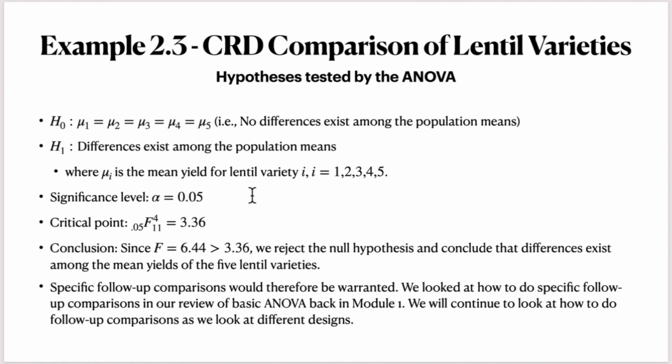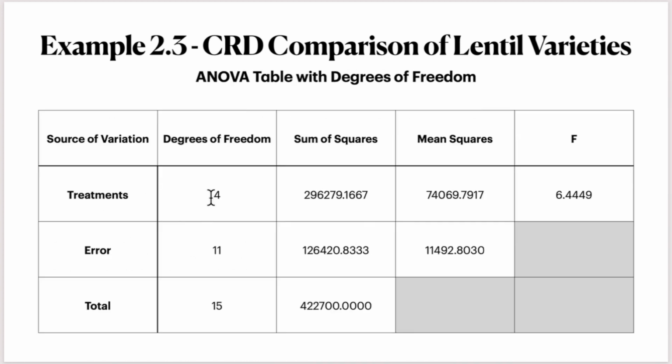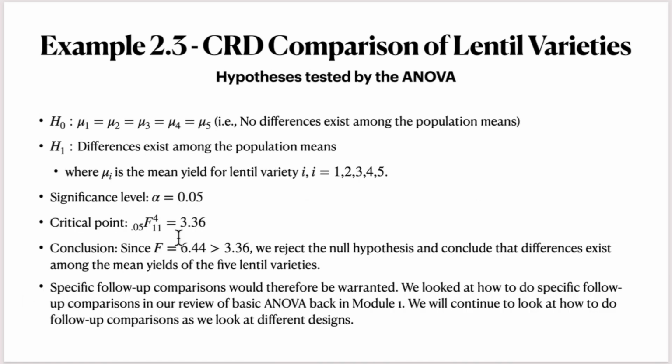If we were again to use a 0.05 level of significance, then the critical point comes from the F distribution with 4 numerator degrees of freedom and 11 denominator degrees of freedom. That comes from these two quantities. When we look it up in the table, that value is 3.36. Since our test statistic, F, which at 2 decimal places is 6.44, exceeds that critical point, we reject the null hypothesis and conclude that differences do in fact exist among the mean yields of the 5 lentil varieties.